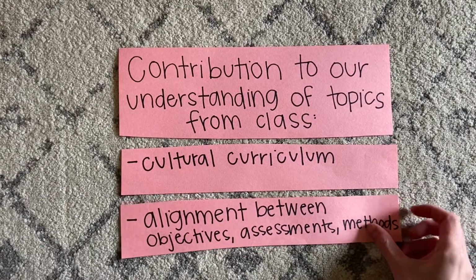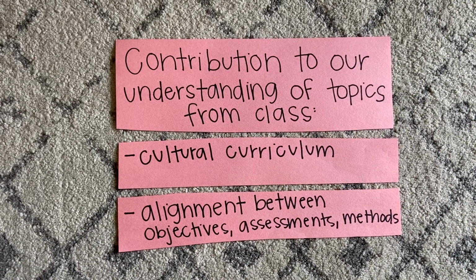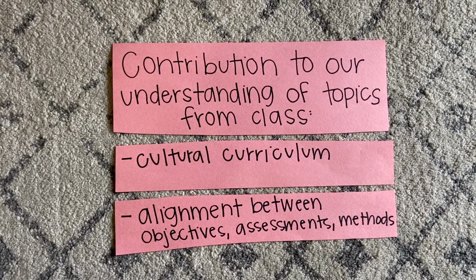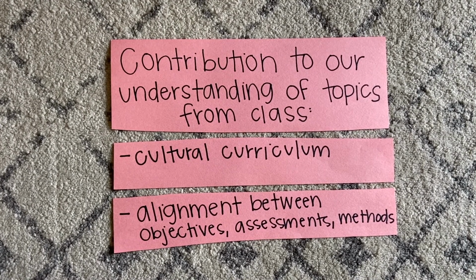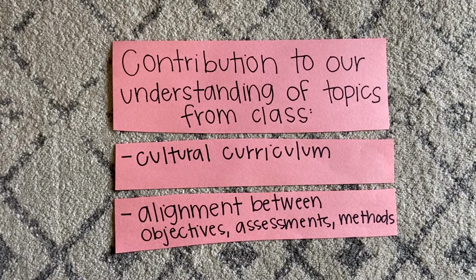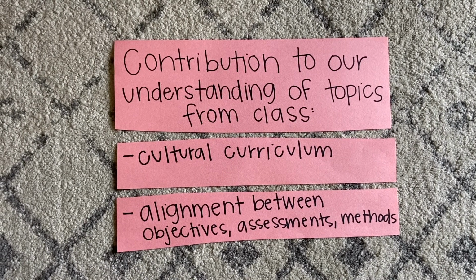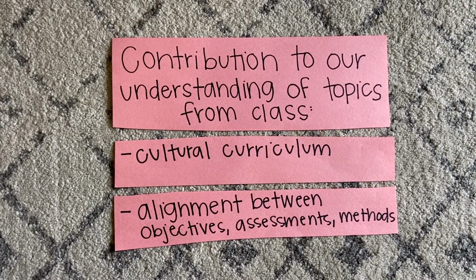The second one is alignment between the objectives, assessments, and methods. This book provides so many different ideas and resources that connect each skill to each objective and the assessments when determining how students are improving when using different historical thinking skills.